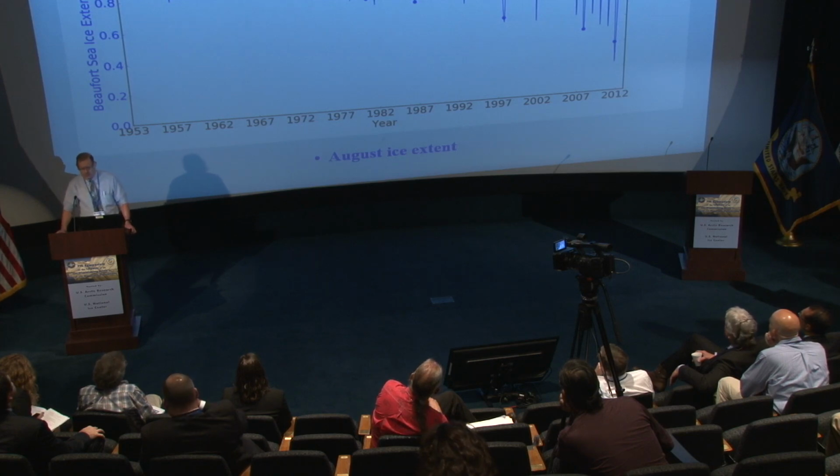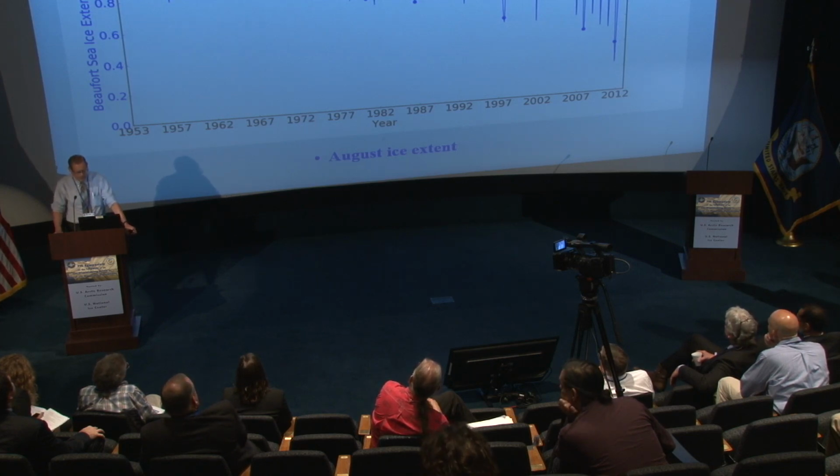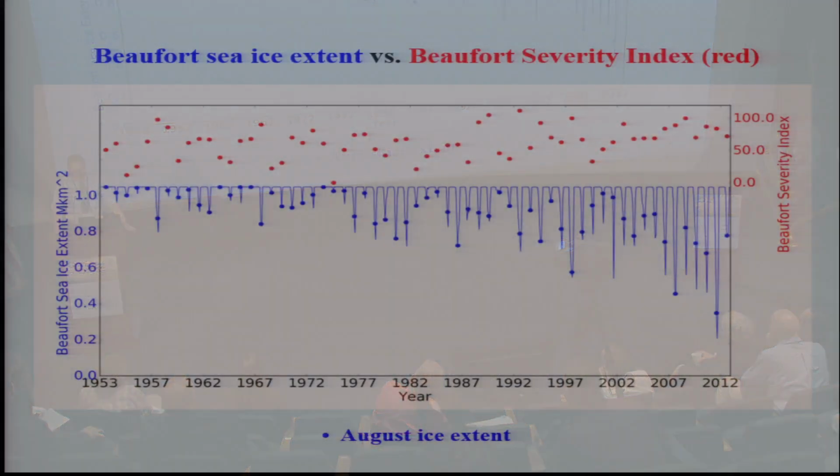So here's what that index looks like. This Beaufort Severity Index, as we're calling it, which is again one component of the Barnett Index. The red dots in that diagram are the severity index, number of days in which the corridor is navigable. We've also plotted on that diagram the ice extent in the Beaufort Sea. That's the blue curve, and the blue dots are the August extents.